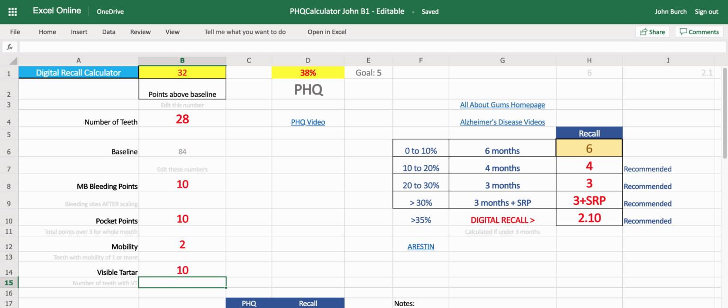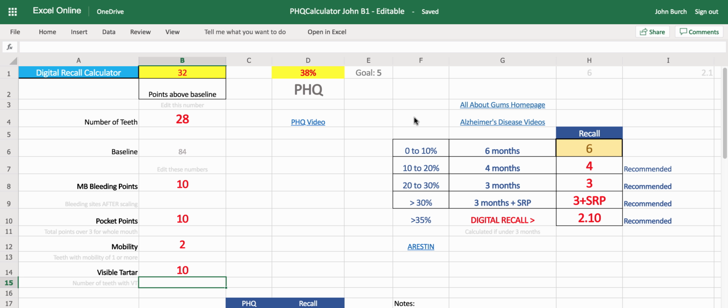I'm going to make a brief video showing how we use the website All About Gums in conjunction with the PHQ Digital Recall Calculator to show patients how to shorten their dental recalls in order to avoid some of the big diseases, especially Alzheimer's disease.